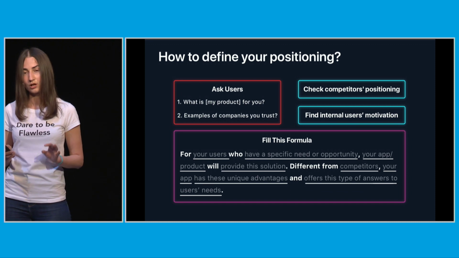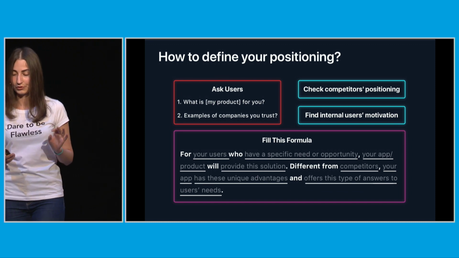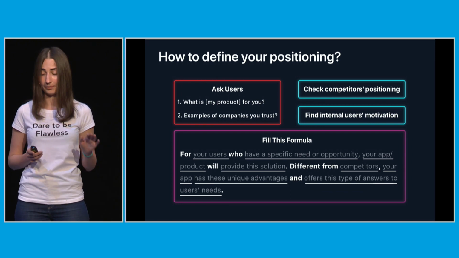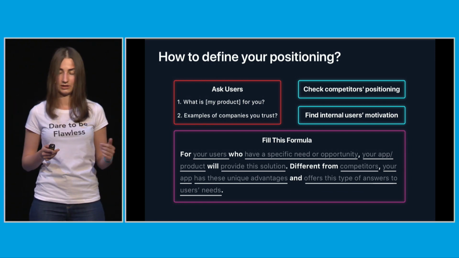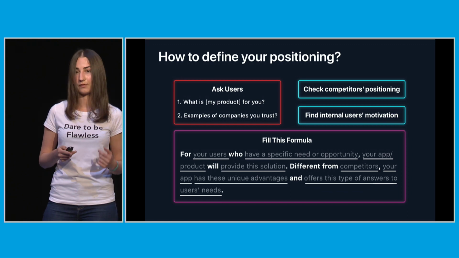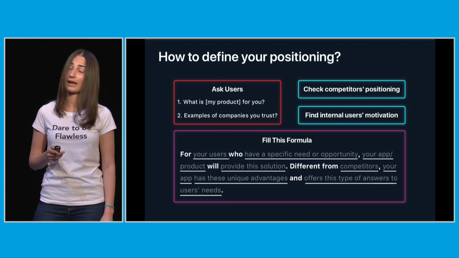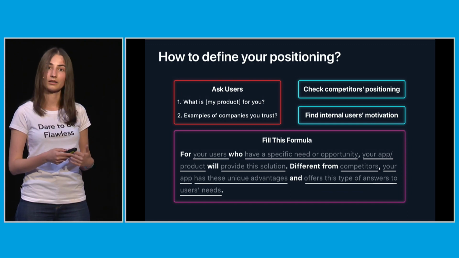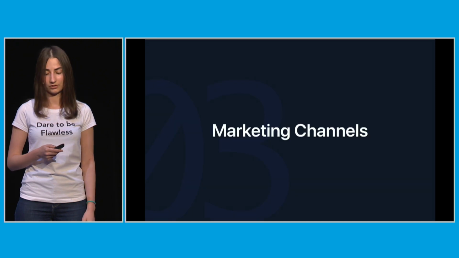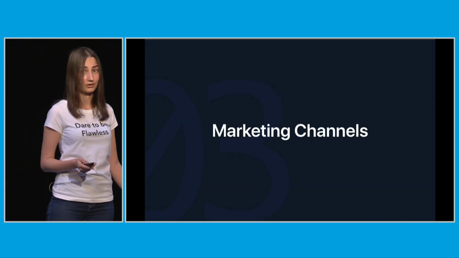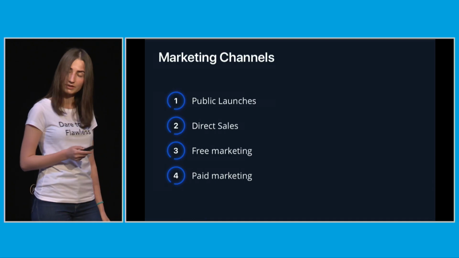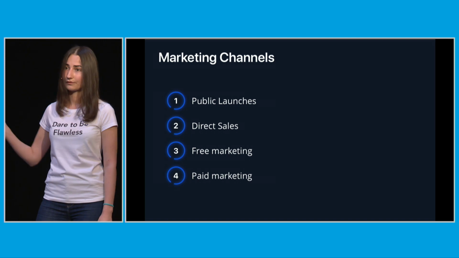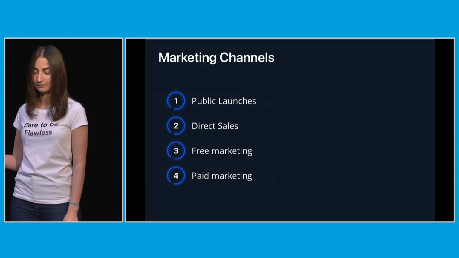With all of that information, you can try to fill a simple formula. For my users who have this specific need or opportunity, my app will provide this solution. Different from competitors, my app will have these unique advantages and offer this type of answer to users' need. At the end, you'll have a doc with several sentences about your positioning and marketing messages. Those messages you can spread through different marketing channels. Today, we'll talk about public launches, about direct sales, about free marketing and paid marketing.